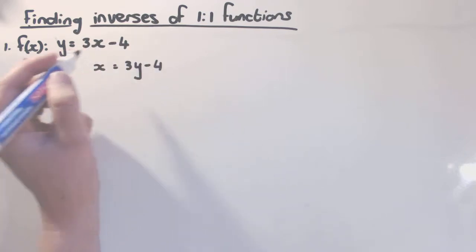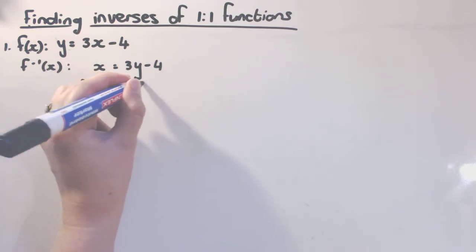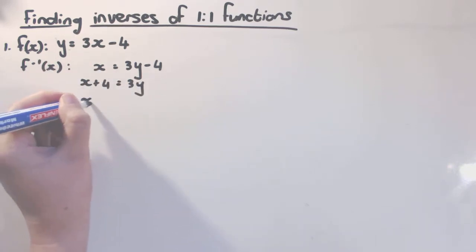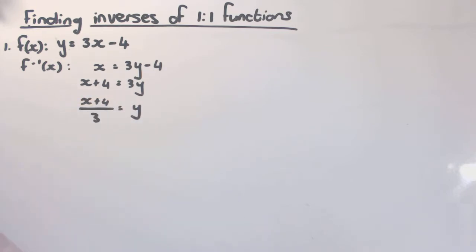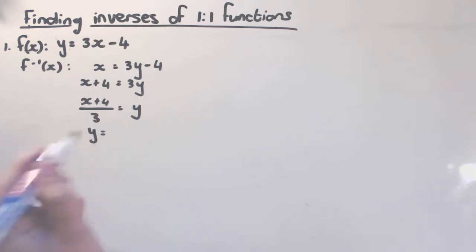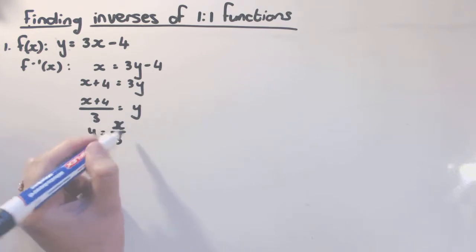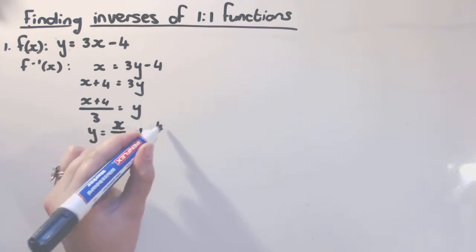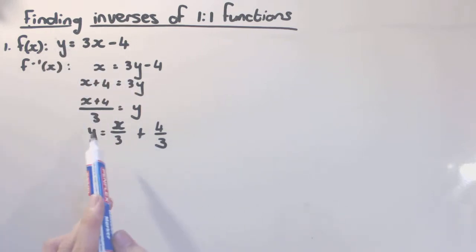So to get the y alone, I'm going to take over the 4 and then divide by 3 both sides. Like that. And if you simplify this even a little bit more, I just write x over 3 and 4 over 3 as separate fractions: x over 3, or a third x, plus 4 over 3. You can see that the inverse of a line function will also be a line function.